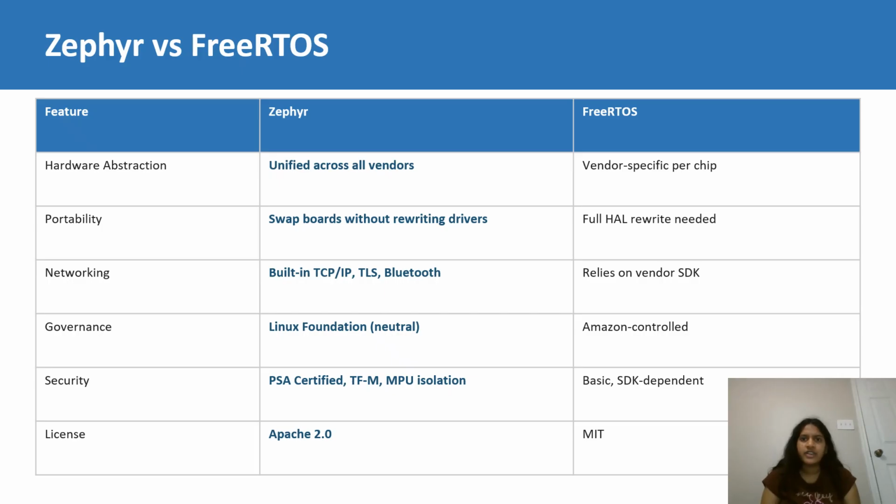And governance-wise, FreeRTOS is owned by Amazon. Zephyr is Linux Foundation neutral. For security, Zephyr has PSA certification and MPU isolation built in. FreeRTOS security depends entirely on your chip vendor's SDK.